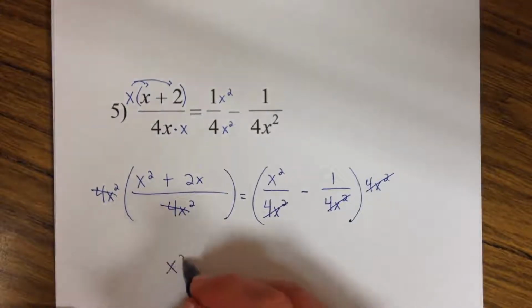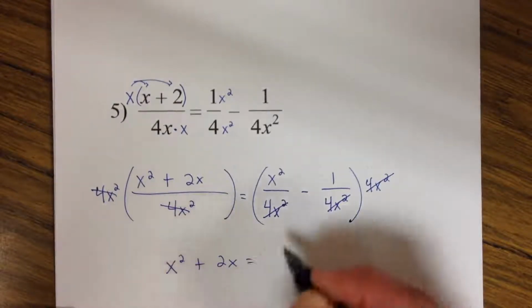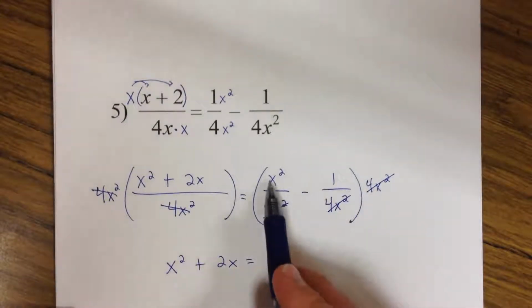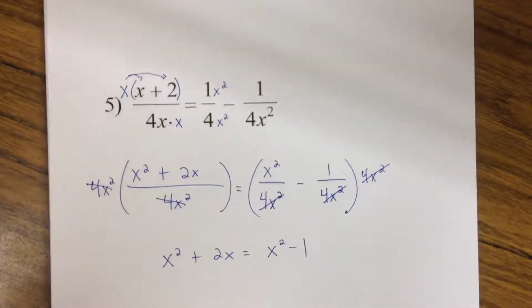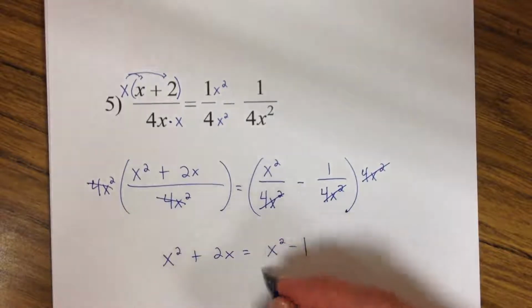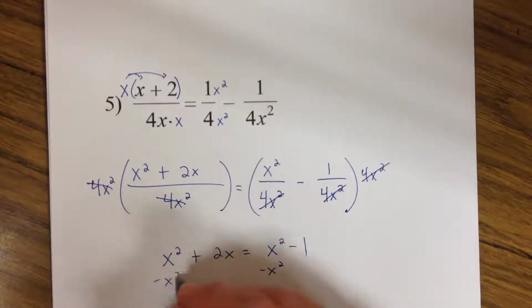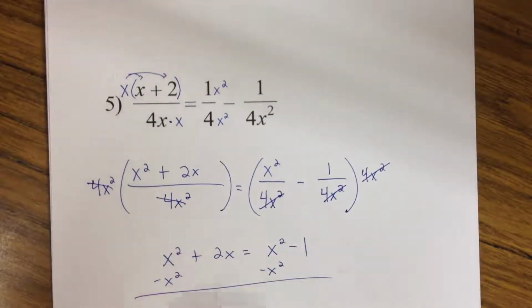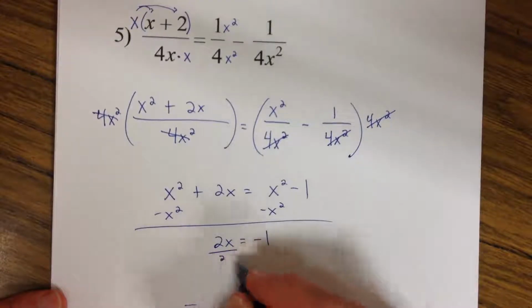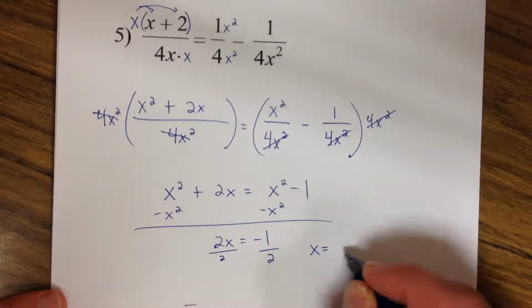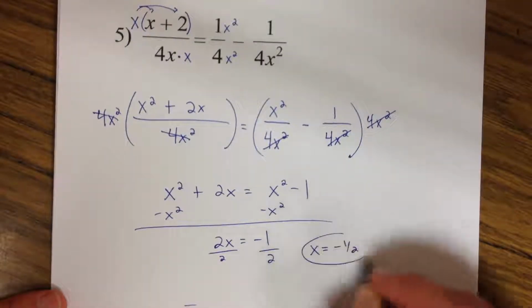So I have x squared plus 2x equals, I write this as x squared minus 1. Now you notice I have x squared on both sides. If I subtract x squared on both sides, those are both going to be 0. So I'm left with 2x equals negative 1. So divide both sides by 2. X equals negative 1/2.